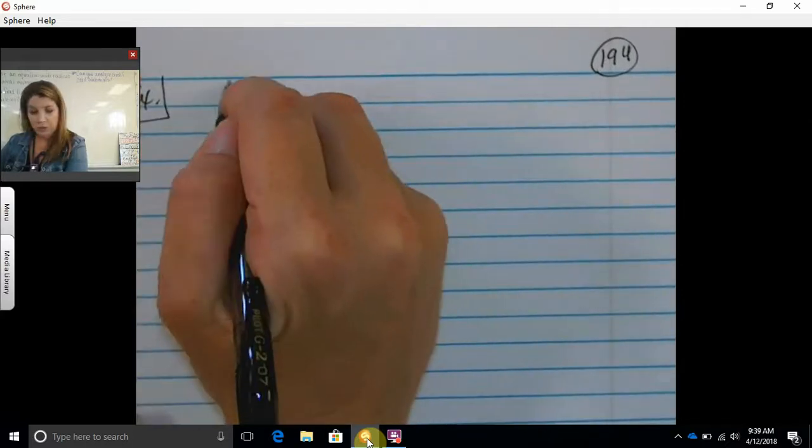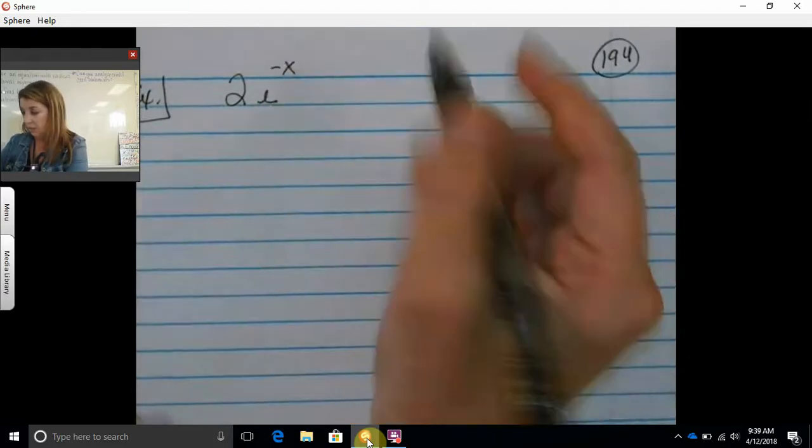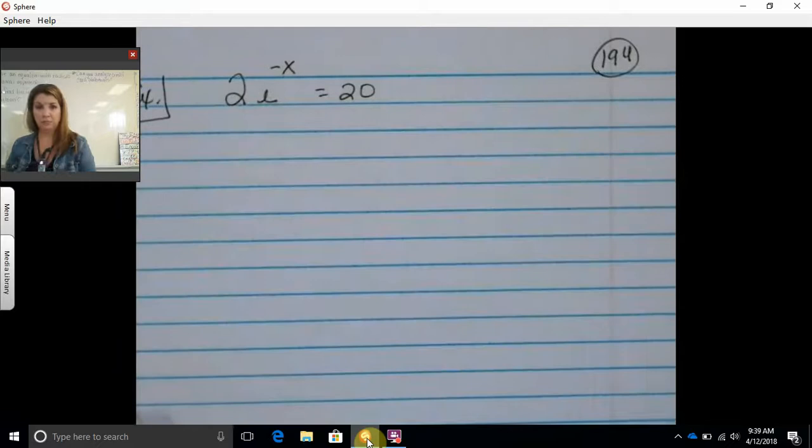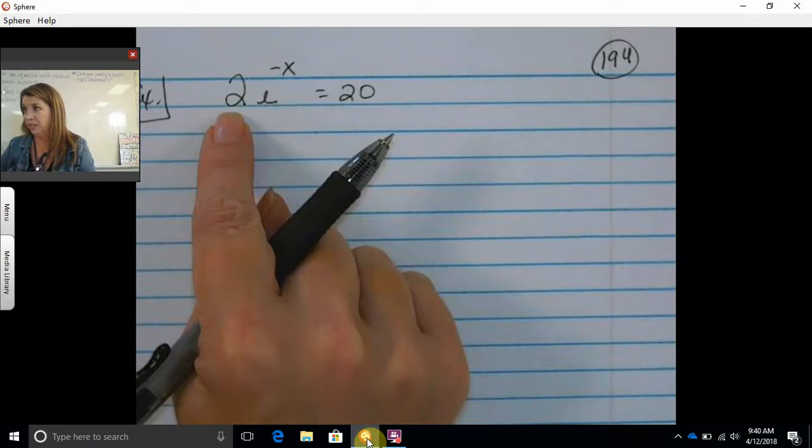We have 2e raised to the negative x equals 20. Can we write both sides with the same base? No. Is it an exponential form? Does 2 have an exponent of negative x? No, only e has an exponent of negative x. So we can't rewrite this in logarithmic form while this base is being multiplied by 2.